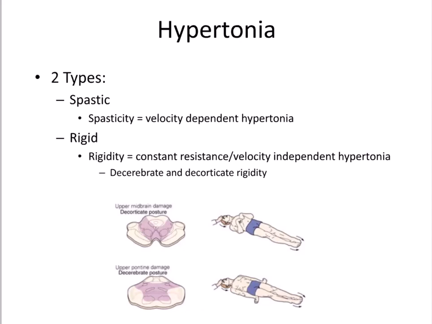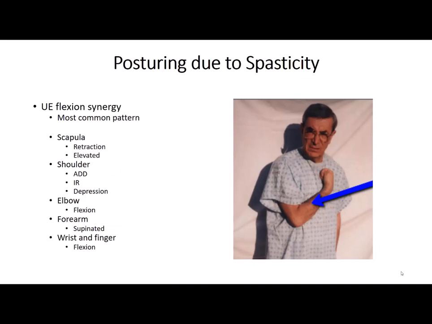As far as rigidity is concerned, there are a number of different kinds. Two that we'll talk about in reference to brain injury patients are decerebrate and decorticate rigidity. Oftentimes, after a patient has had a stroke or a brain injury, the spasticity leads to something called posturing. And the posturing that's shown here in this slide in the upper extremity is the most common pattern that you'll see, and it's an upper extremity flexion synergy pattern.